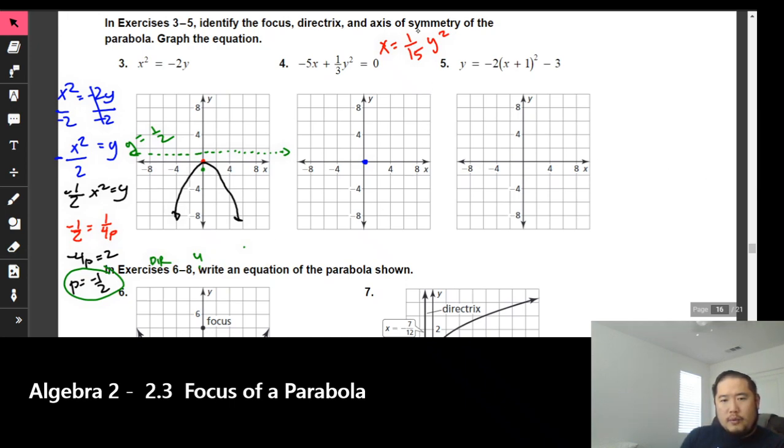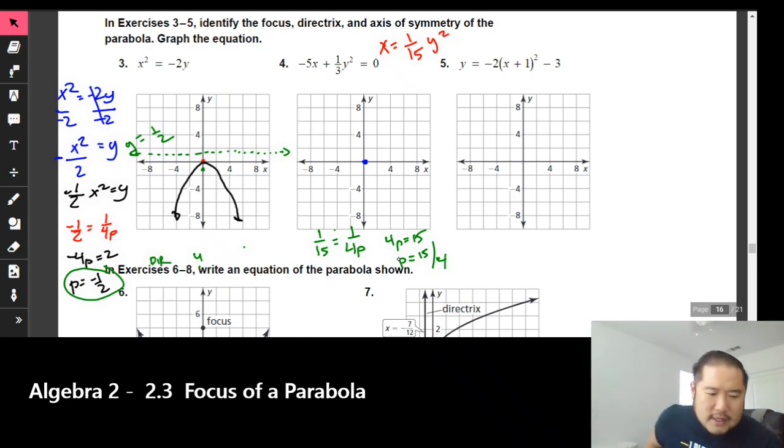All right, we have 1 over 15. That is our a term. So down below right here, let me take 1/15 and set that equal to 1 over 4p. So cross multiply, I've got 4p is equal to 15, and p is equal to 15 over 4. All right, so there's that right there. p is equal to 15 over 4.